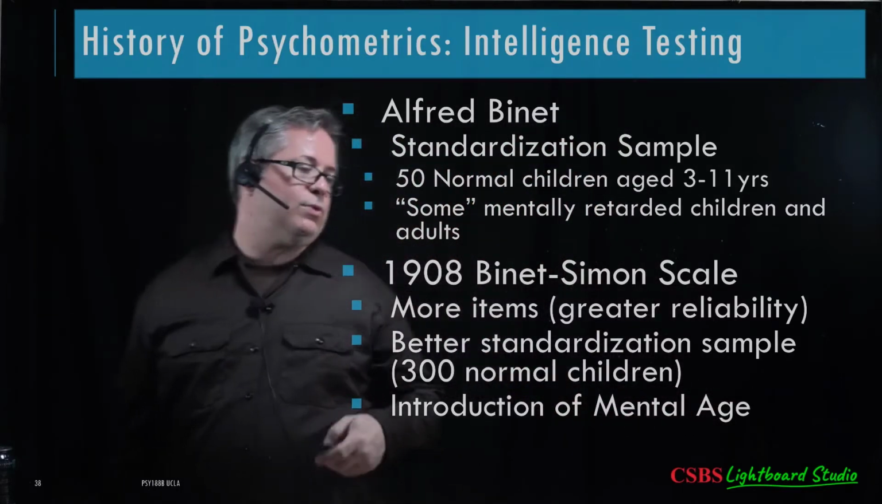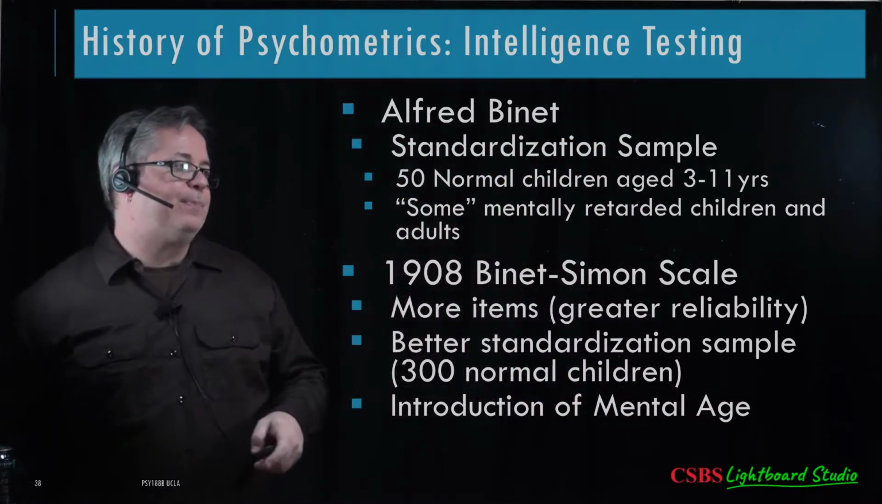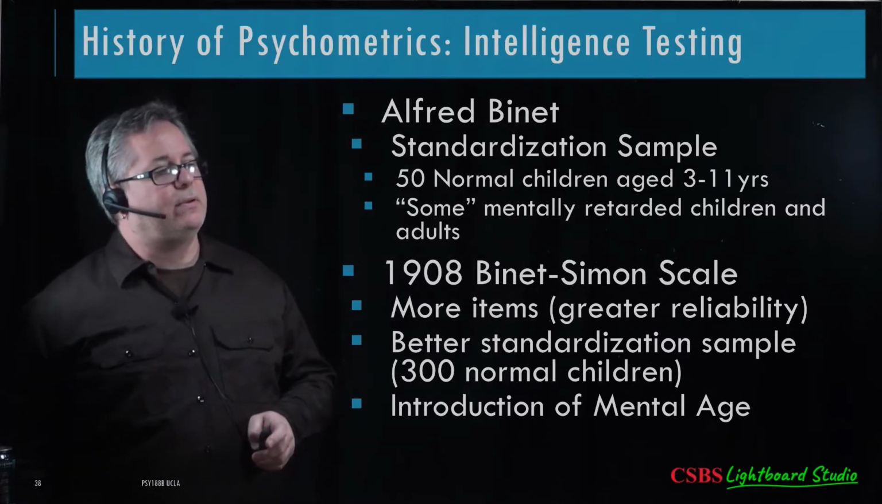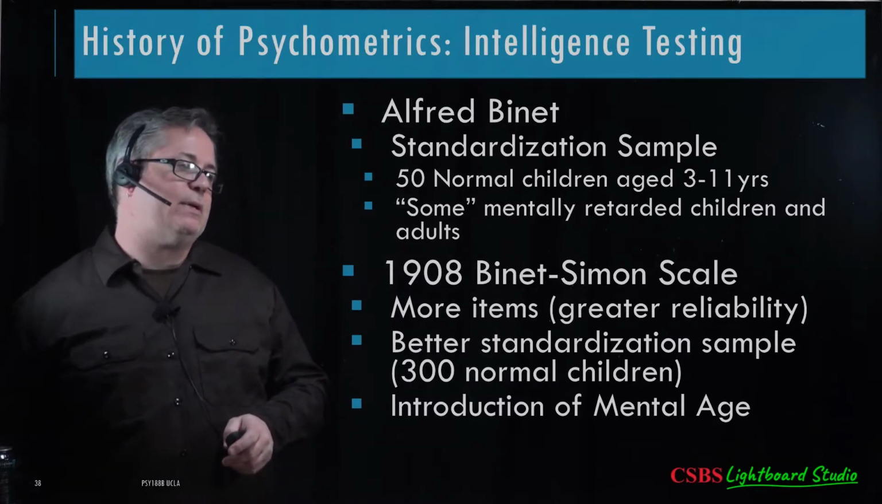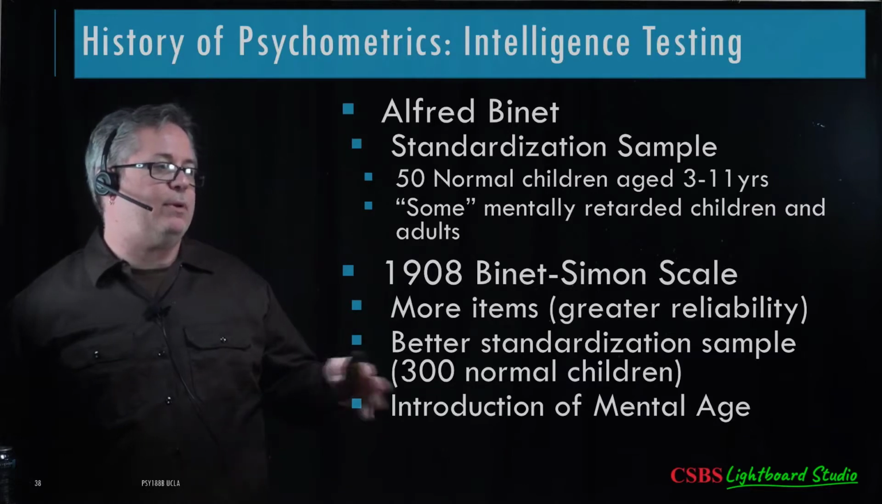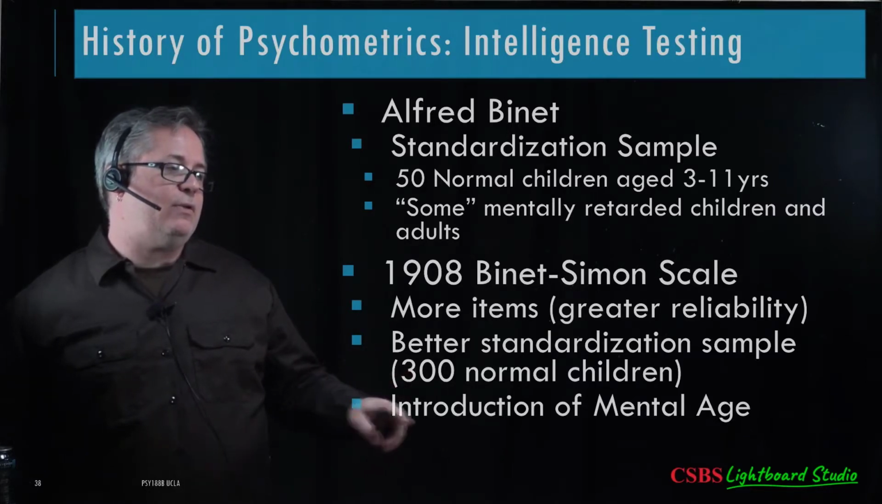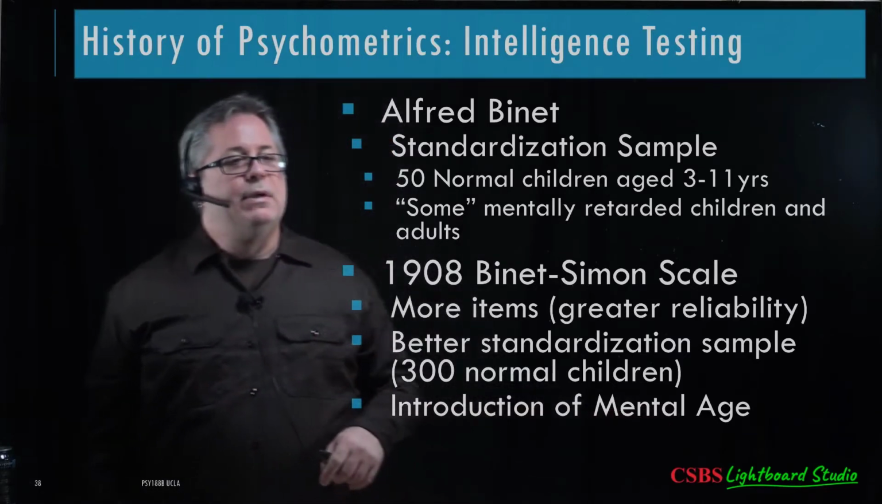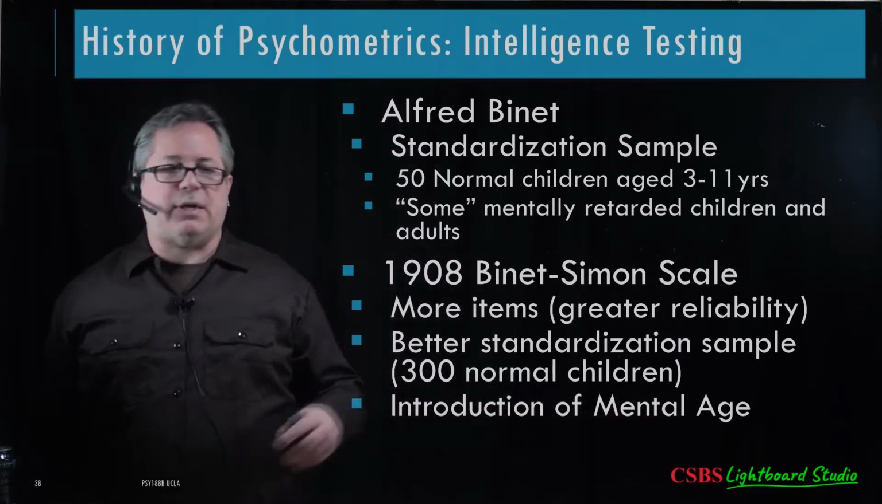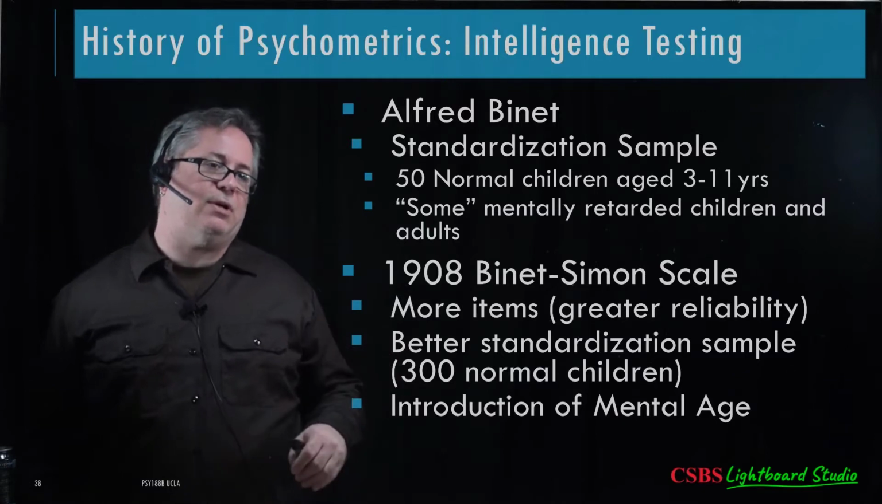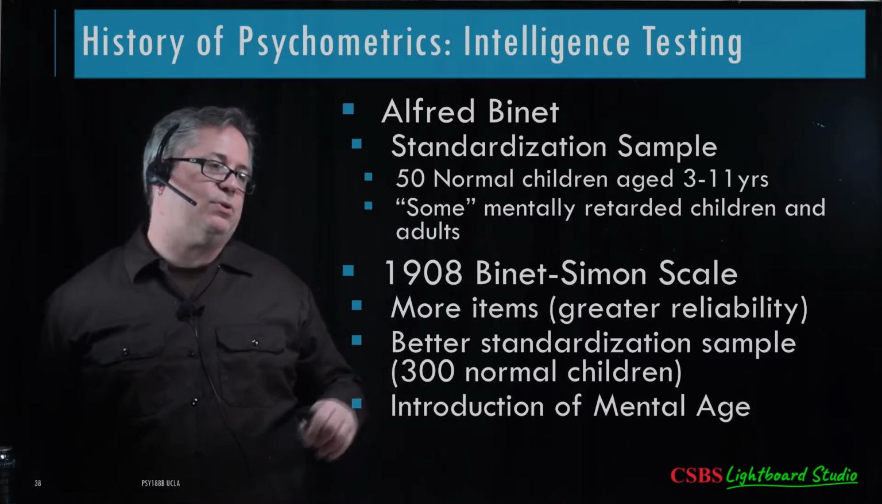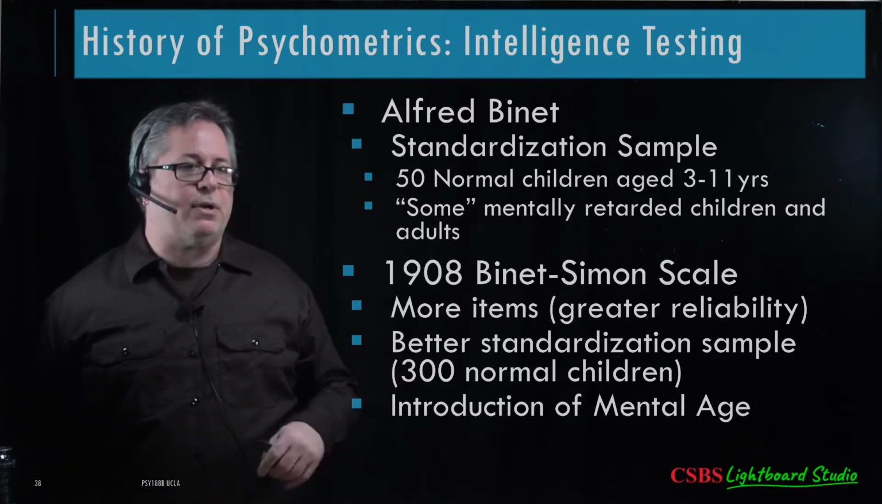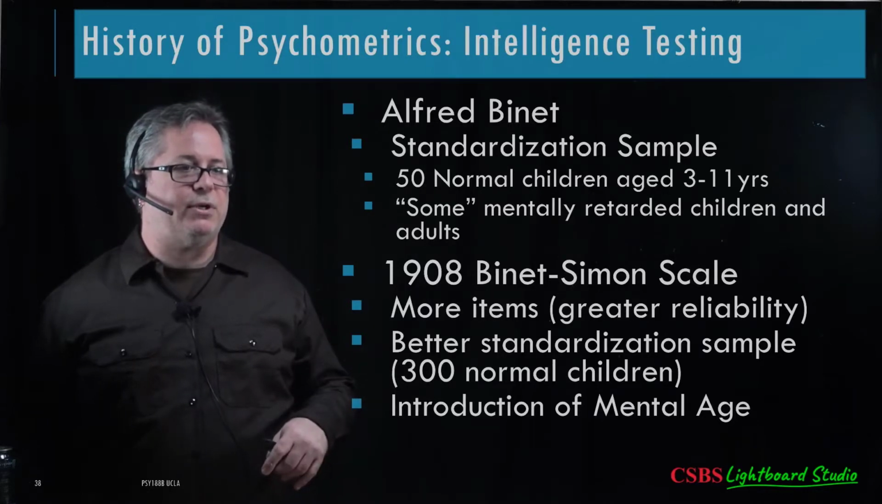There's been multiple versions of this, but in 1908, it turned into what was called the Binet-Simon scale at the time. It had greater reliability, had a bigger standardization sample, and this is where you first saw this idea of mental age that we talked about last time. That if you know as much as the typical 20-year-old and you are 20 years old, which is a chronological age, then your IQ is about 100. You're about an average IQ.